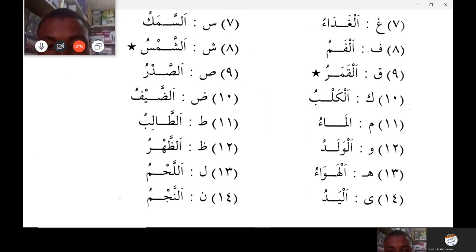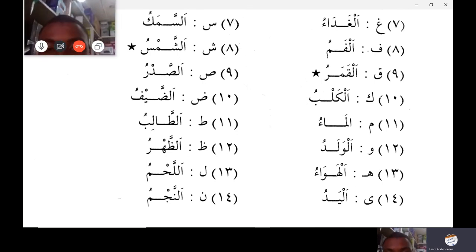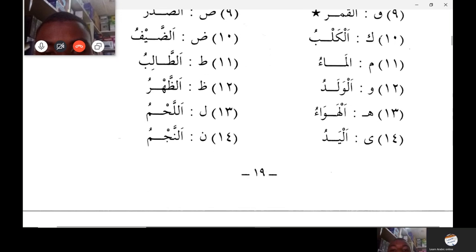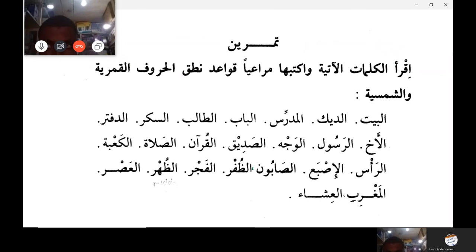As-samaku. As-shamsu. As-sadru. What does sadr mean? Stomach? Chest. As-sadru, the chest. Okay. What about qalb? Isn't qalb also chest? Heart. Qalb means heart. Sadr means chest. Ad-daifu, ad-talibu, ad-zaharu, ad-lahmu, ad-najmu.